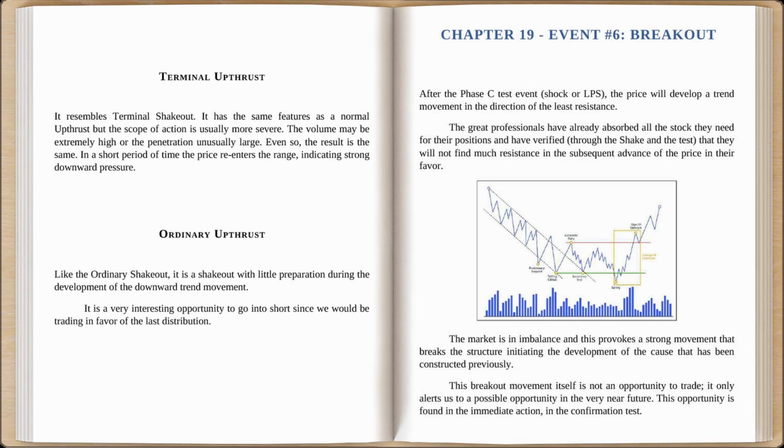After the Phase C test event, shock or LPS, the price will develop a trend movement in the direction of the least resistance. The great professionals have already absorbed all the stock they need for their positions and have verified through the shake and the test that they will not find much resistance in the subsequent advance of the price in their favor. The market is in imbalance, and this provokes a strong movement that breaks the structure, initiating the development of the cause that has been constructed previously.